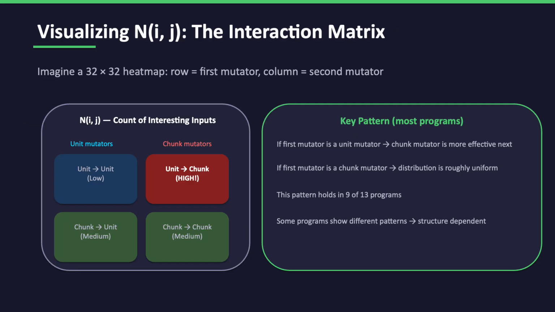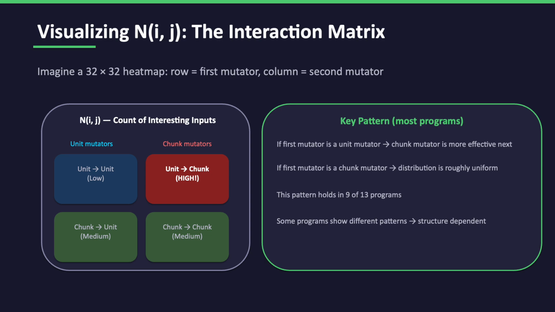Now let me help you visualize what the interaction effect actually looks like. Imagine a 32 by 32 heat map. Each row is the first mutator, each column is the second mutator. The color of each cell tells you how many interesting inputs that pair produced. The paper shows these heat maps for each target program, and a fascinating pattern emerges in most of them.